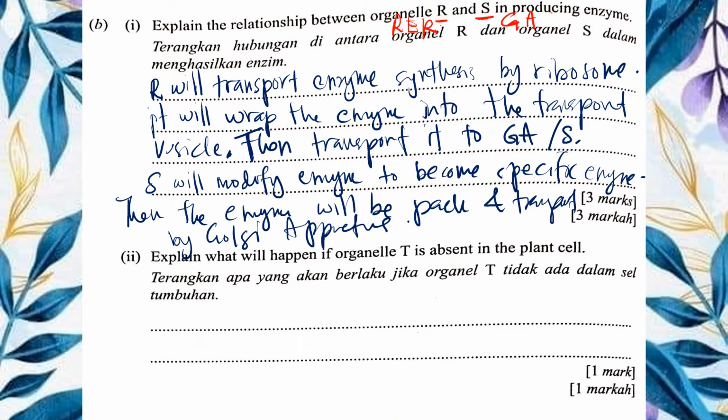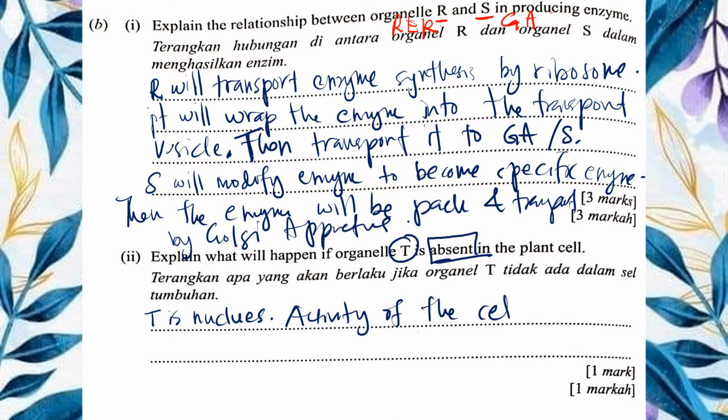Explain what will happen if organelle T is absent in plant cell. They did not mention who T is, so just tell the answer there. T is nucleus. What is the function of the nucleus? To control cell activity. Now what happens to T? It is absent, so your answer must also be negative. Activity of the cell cannot be controlled. Just negate the statement.